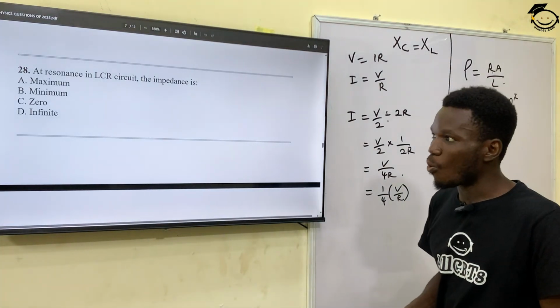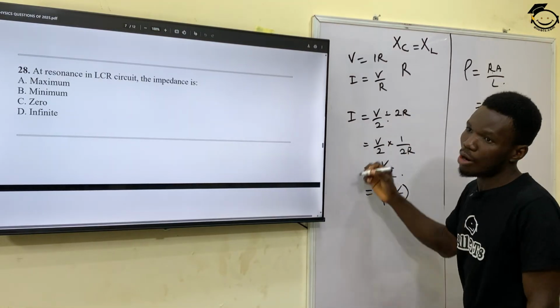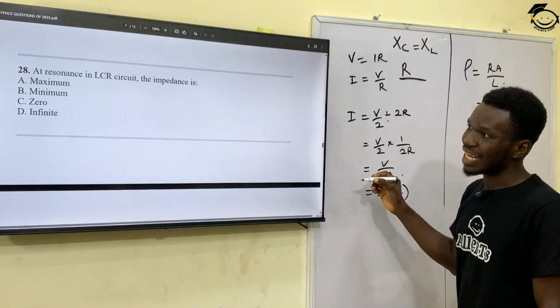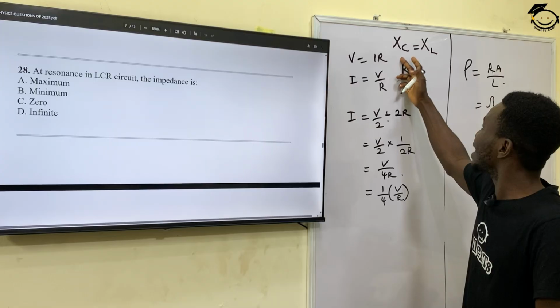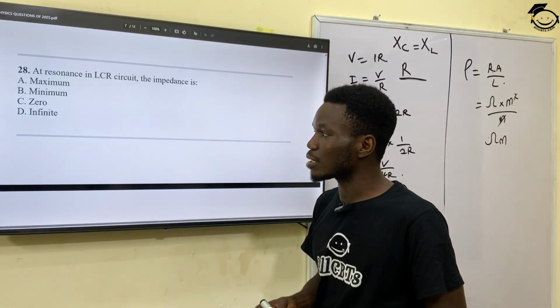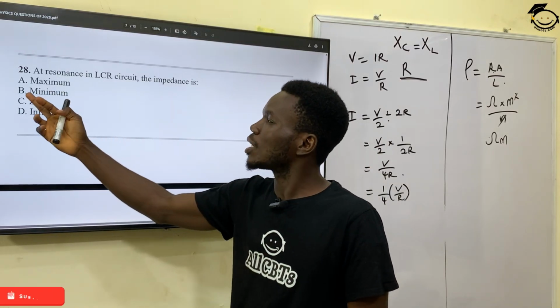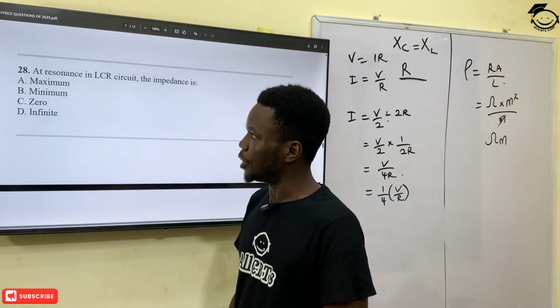So when they are equal, it means that I'll be having only the reactance from the resistance. So from the resistor, I will only be having what? Resistance. And at that point, since my impedance will only be including that of the resistance, it means that my impedance will be minimum. That is the least amount of impedance I can have, which means that at resonance, I'm having what? Minimum impedance. So which is option B.